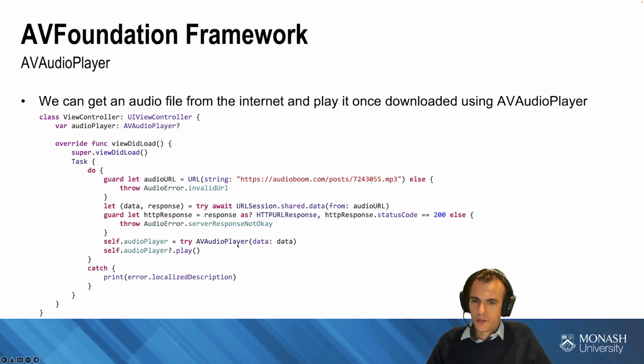Assuming it did, we have a data object then, and we can instantiate AV Audio Player and pass it some data. This can throw, so we do it inside a do catch block. And once we've got this, we can tell it to play. And after a moment or two, it will download this. When it's finished downloading it, it'll load the data into AV Player and you'll hear it play.